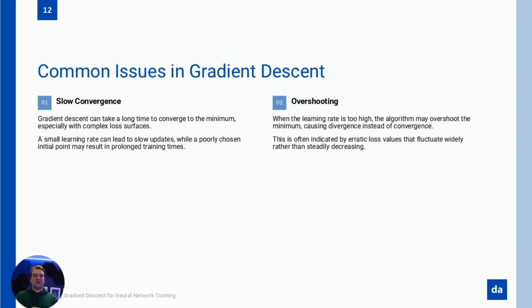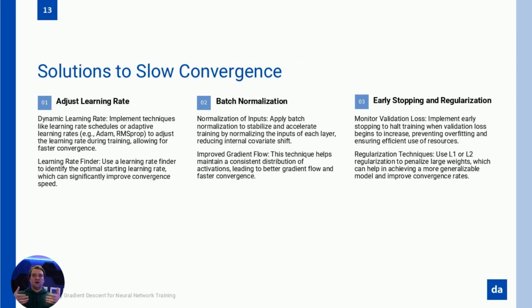Now that we've identified these common pitfalls, let's focus on the solutions. How can we speed up convergence without sacrificing accuracy? And how do we prevent overshooting while still moving efficiently toward the minimum? The next slide has all the answers. Let's take a look.